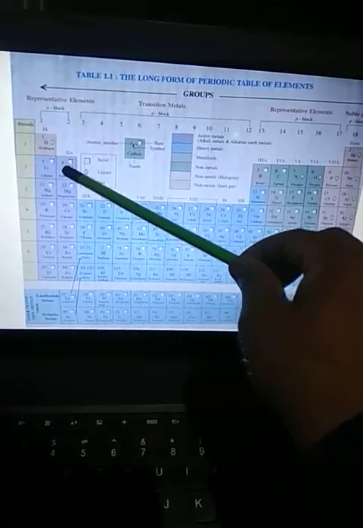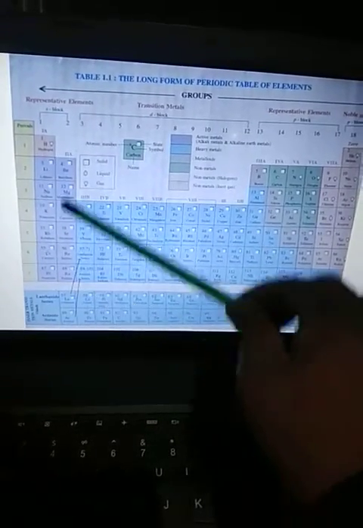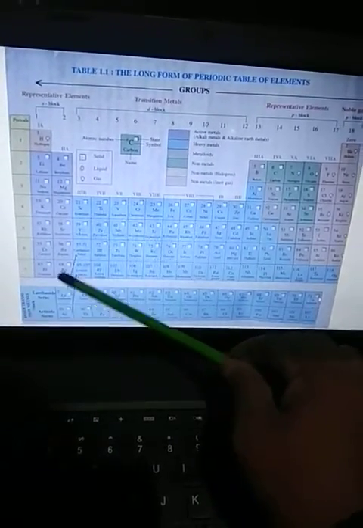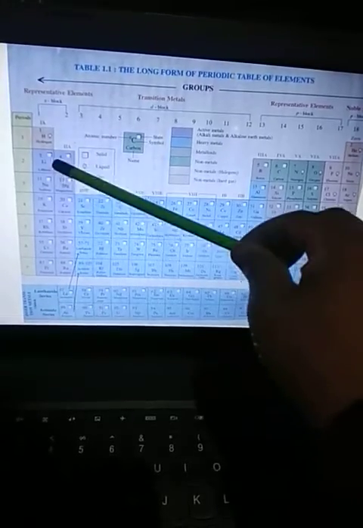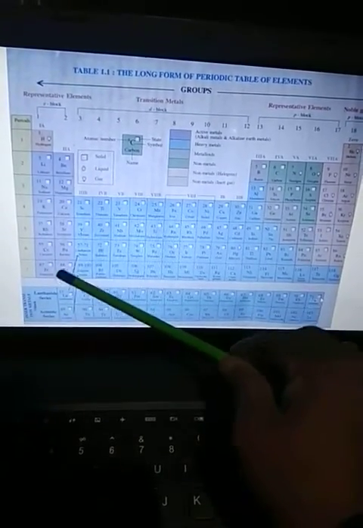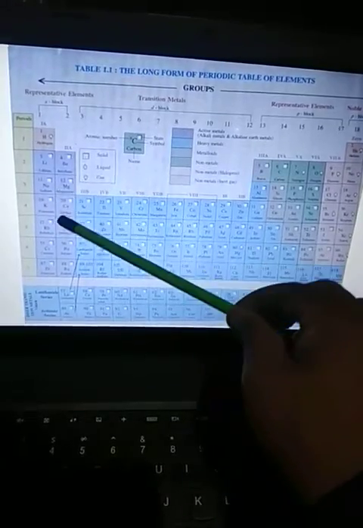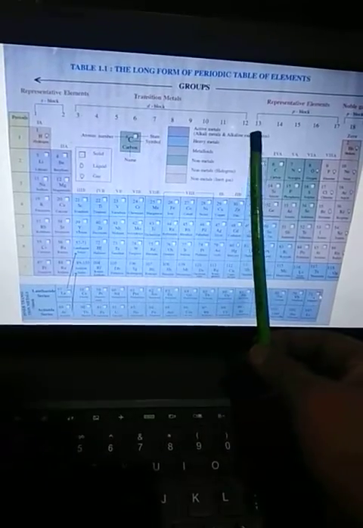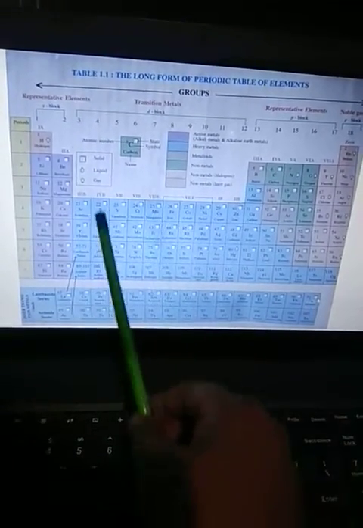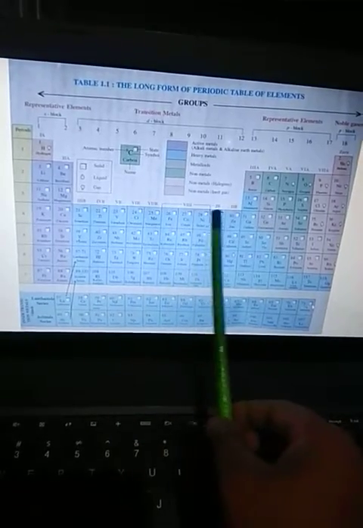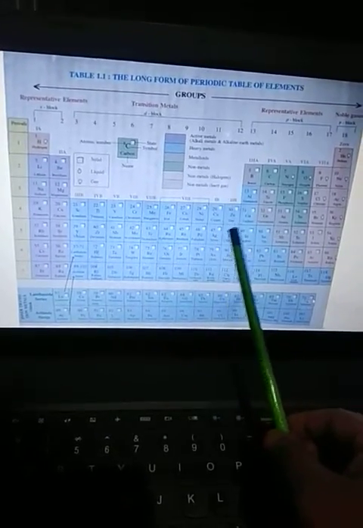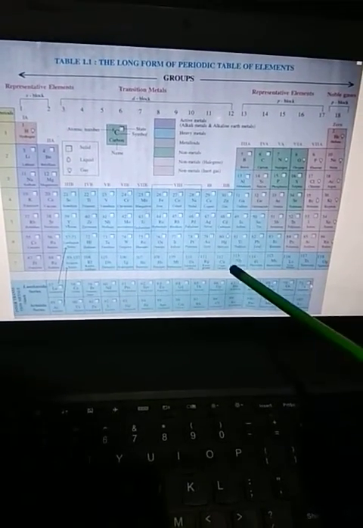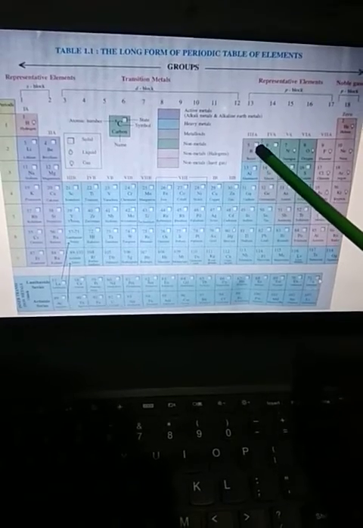Similarly, group 2 are called alkaline earth metals: beryllium, magnesium, calcium, strontium, barium and radium. All these are alkaline earth metals, and they are called alkaline earth metals because they form weaker alkalis, that means weak base. Now from group 3 to group 12, they are called transition elements, and all these elements are metals. Next, group 13 is called the boron family because the first member of the group is boron.